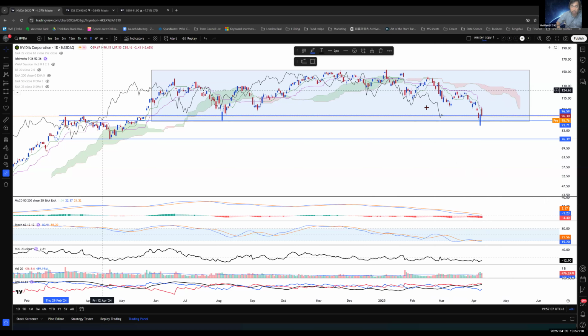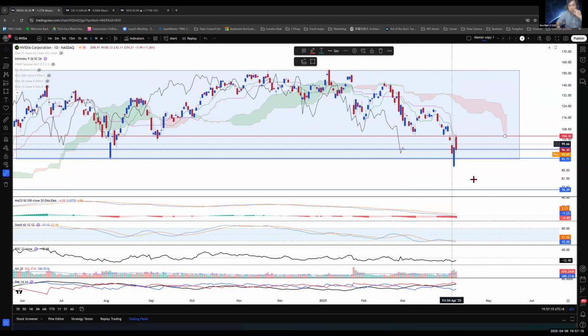All right, due to the fact that it's now clearly on the bear trend. Yesterday it failed to close above the resistance high of this level at 104.30. So I think Nvidia is going down further.